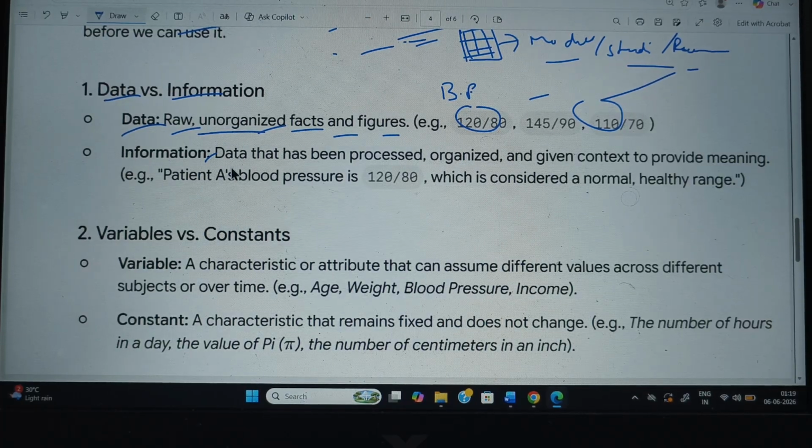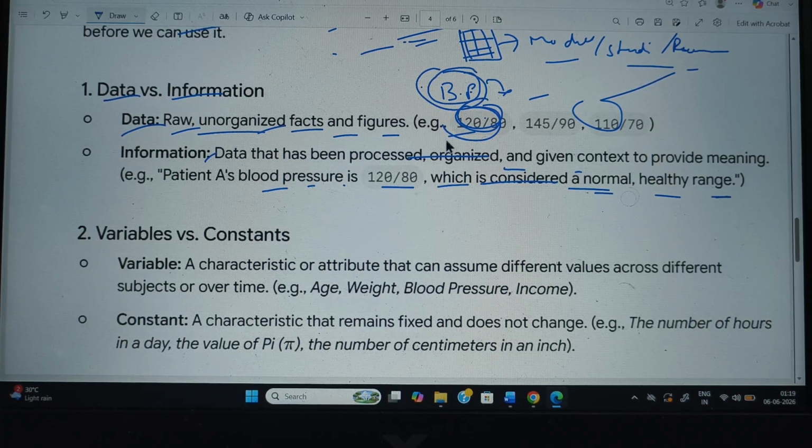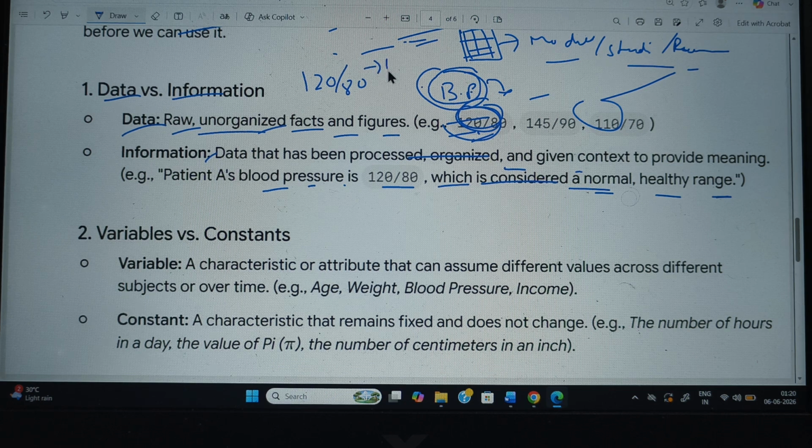When it comes to information, it is data that has been processed, organized, and given context, like: the patient's blood pressure is 120 by 80, which is considered a normal healthy range. What I meant in the previous section is, when we talk about BP, we measure it in terms of 120 by 80. The information gets a value when you add the word BP to it. Unless you quote it as 120 by 80 BP, it is not going to work. We don't know what exactly it is. We know that it is a kind of data, but when you write this as the patient's BP, then it is information that we need to describe.